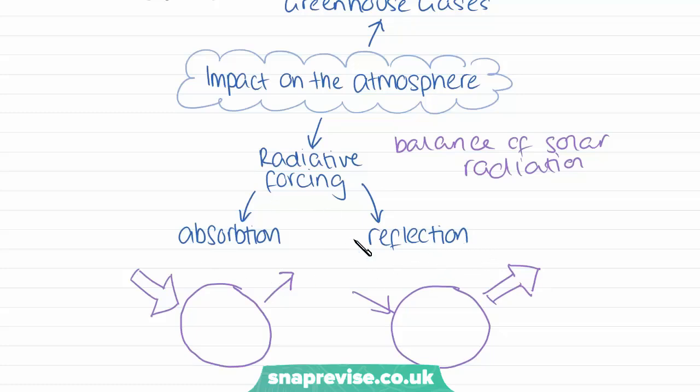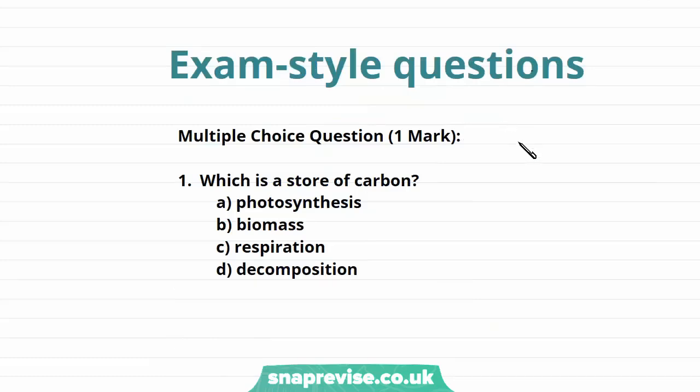It's this balance between absorption and reflection, and radiative balance would be where we had an equal amount of absorption and reflection. However, the global warming is occurring because we have too much being absorbed and too little reflected back. And this is because carbon dioxide, the molecule itself, absorbs solar radiation rather than reflecting it, and this is warming up the Earth. So to finish off this section on the carbon cycle, we're going to answer some exam-style questions.